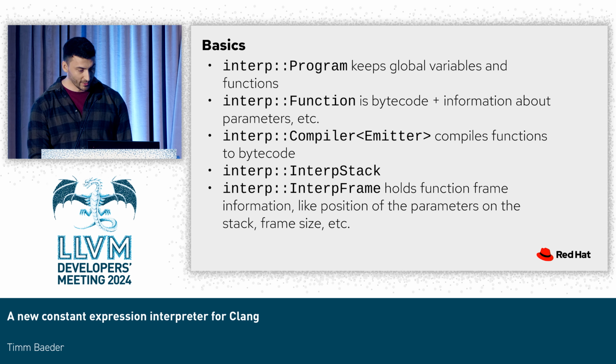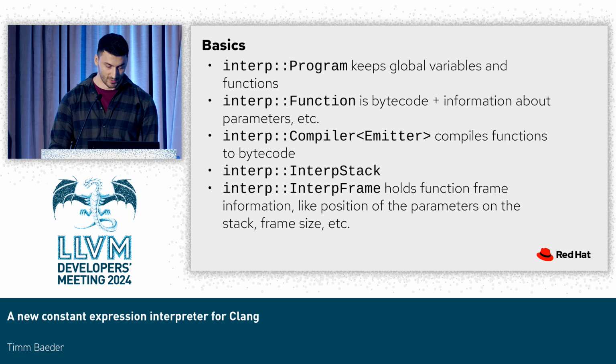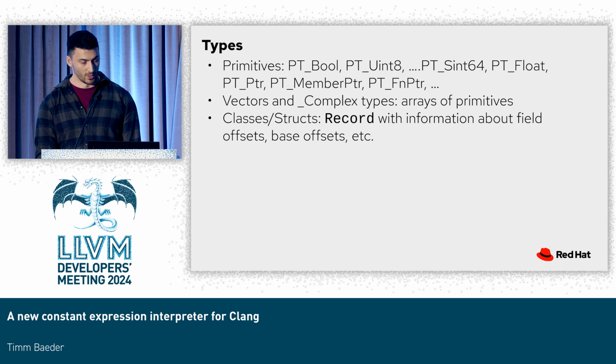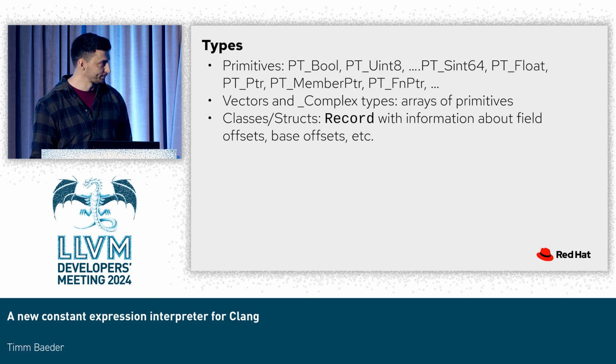The bytecode is stack-based, and this is what we use the InterpStack for. The InterpFrame is essentially your usual function frame, with local variables, a size, and so on. For types, it's probably not interesting if you already know programming, but there are integers of different sizes, floats, pointers, and so on. We don't have anything for vectors and complex types specifically. We just use an array of primitives of the right size, which for complex types is simply 2.